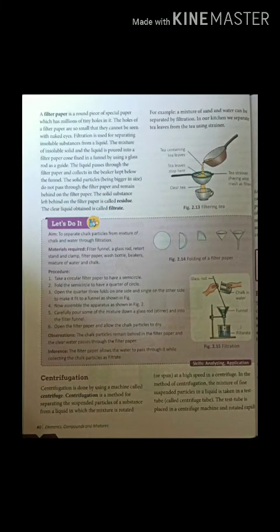Then in filtration, what will happen? See here the next page also. In the filtration, you can see figure 2.13. As your mother is using the strainer, in Hindi it's chai channi. So she is using a strainer to strain the tea. And what happens there? The tea leaves remain above the strainer and the clear tea comes in the cup.